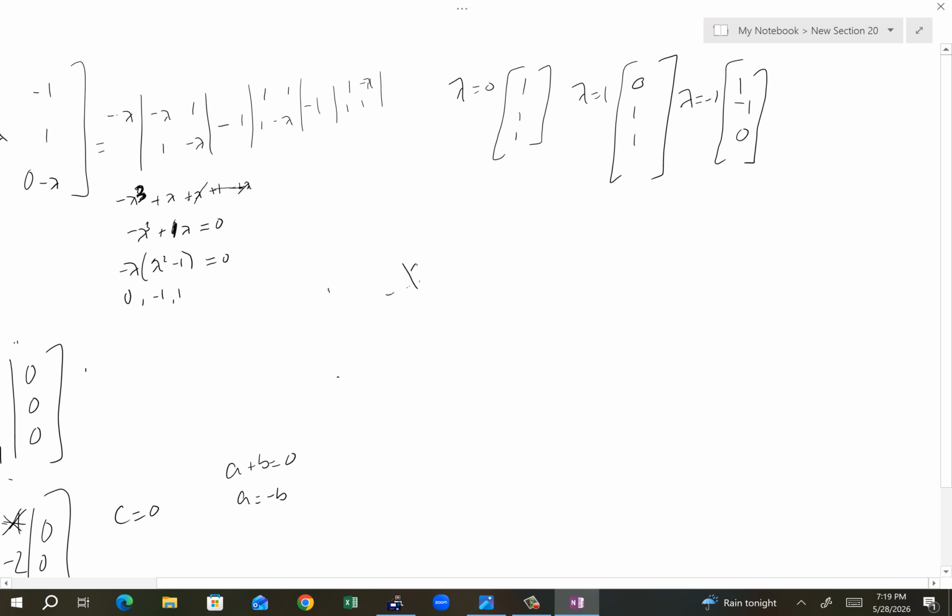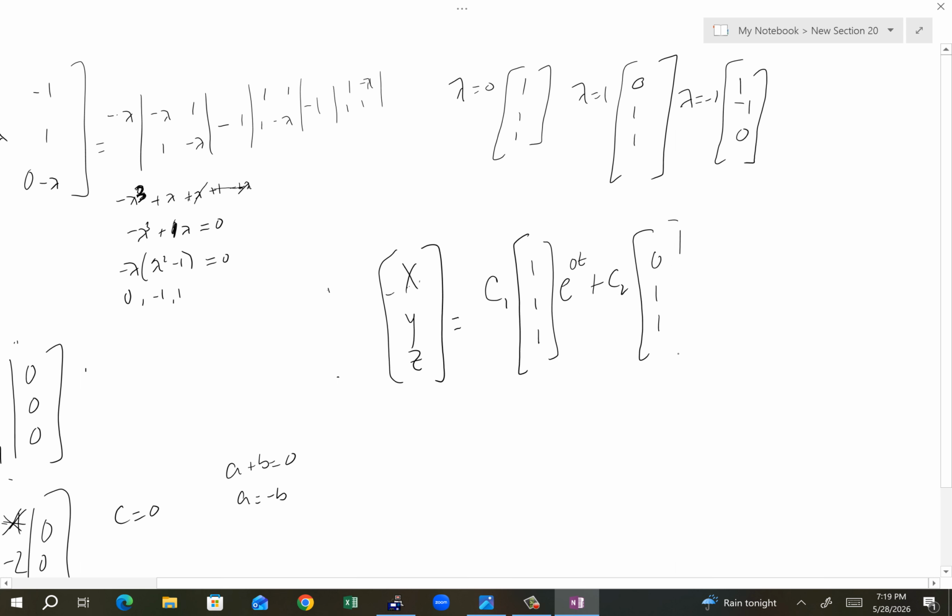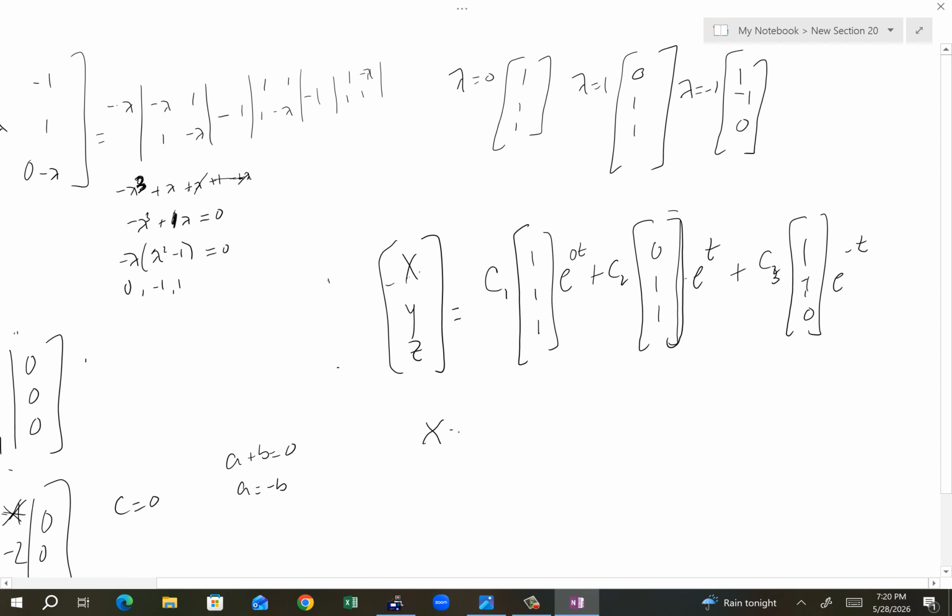Sorry. So X, Y, and Z are a matrix, or a generic formula like this. So you're going to have C1 times 1, 1, 1, e to the 0t, plus C2, 0, 1, 1, e to the t, plus C3, rather, 1, negative 1, 0, e to the negative t. And then you're like, I don't like that. Well, I don't either necessarily. So that means it's going to be C1 e to the 0t, which of course is just C1, but I'm going to write it like that right now anyway.